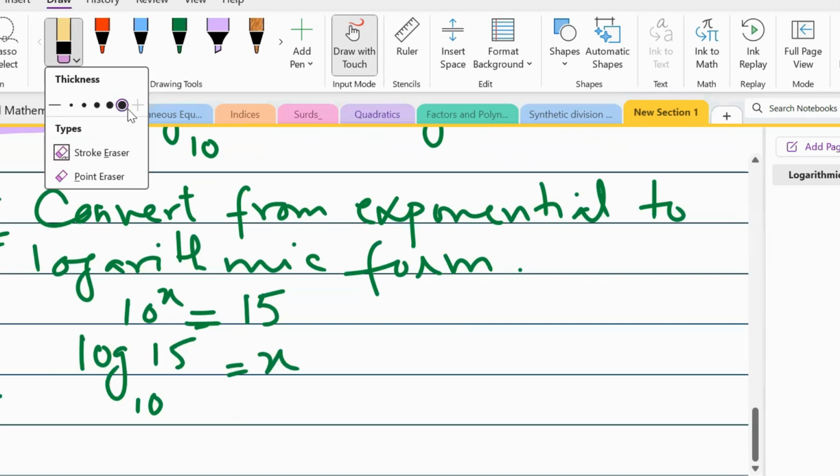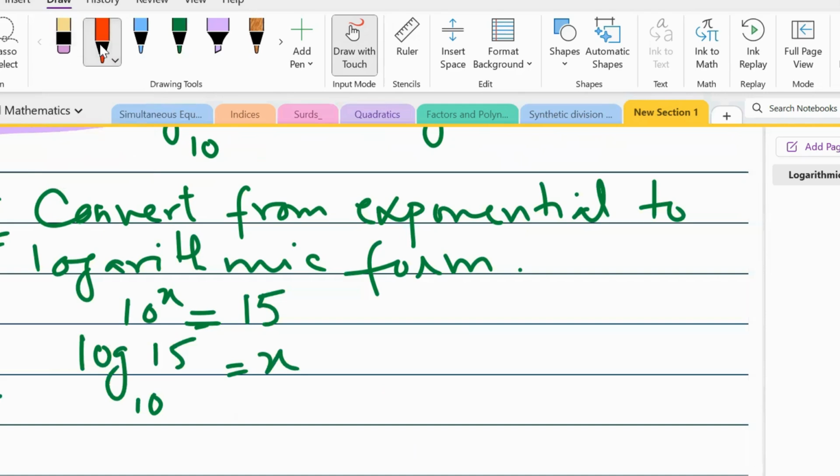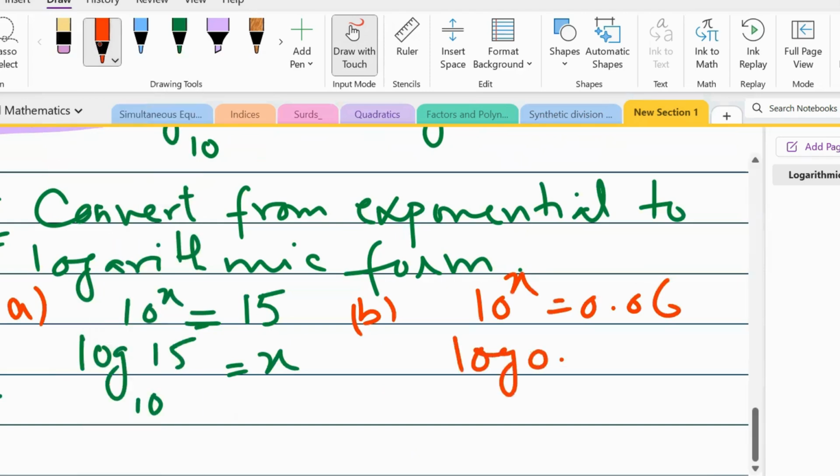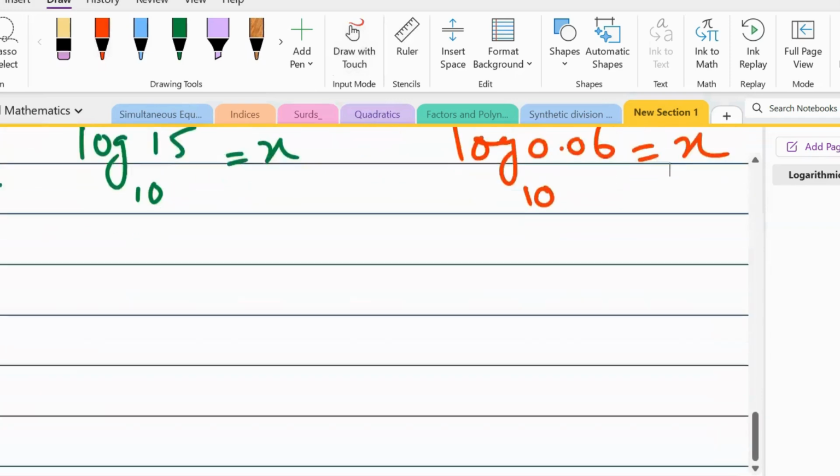Similarly, if the question is 10 raised to the power x is 0.06, you can write log 0.06 to base 10 is equal to x. And once you know how to transform exponential form to logarithmic form, you will be able to solve questions related to exponential form.